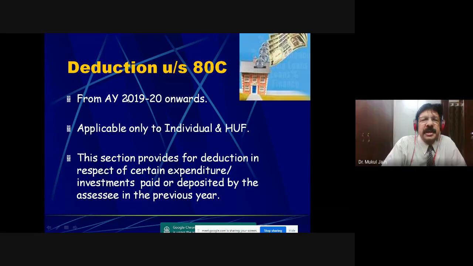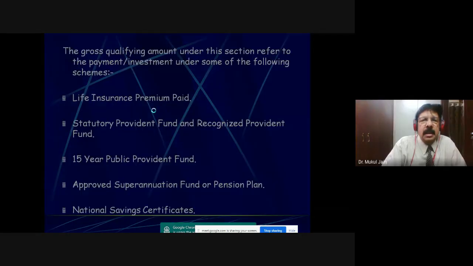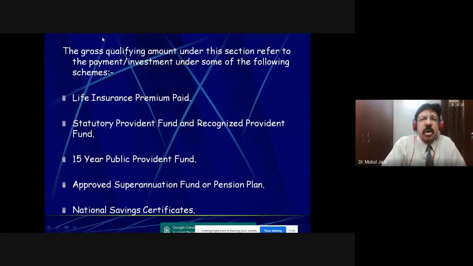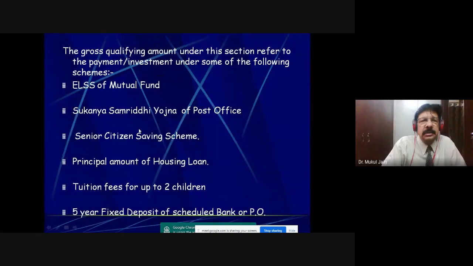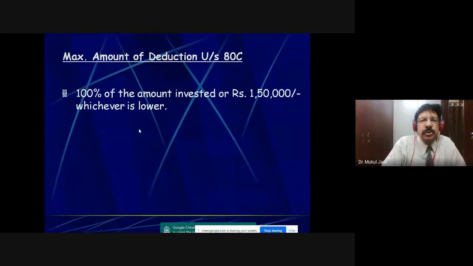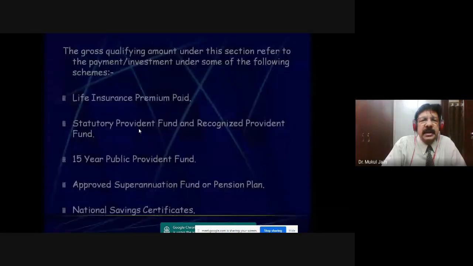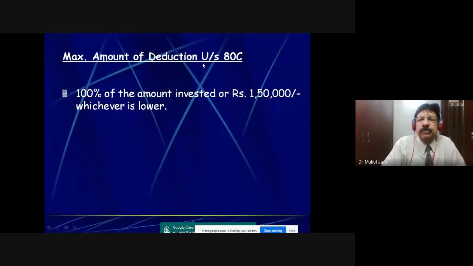Similarly, if we talk about assessment year 1920, it was the assessment year for its own previous year, which was 1890. Now the gross qualifying amount under this section refers to the payment and investment under some of the following schemes. These are some of the schemes in which if you invest, you will get deduction up to 1,50,000 rupees or actual. So 100% of the amount invested or rupees 1,50,000, whichever is lower.